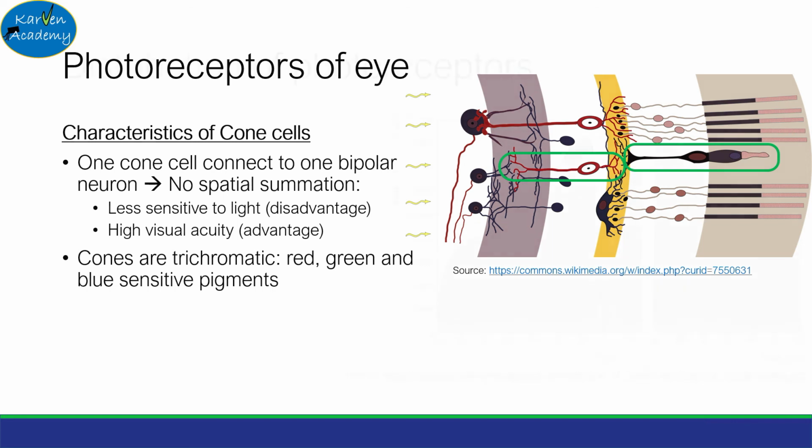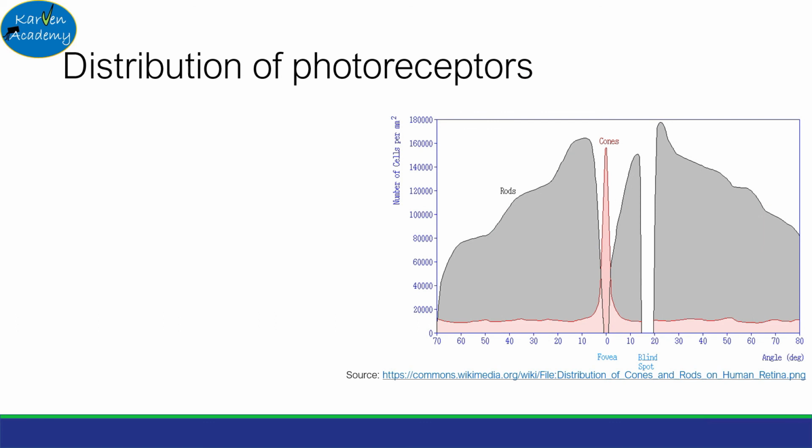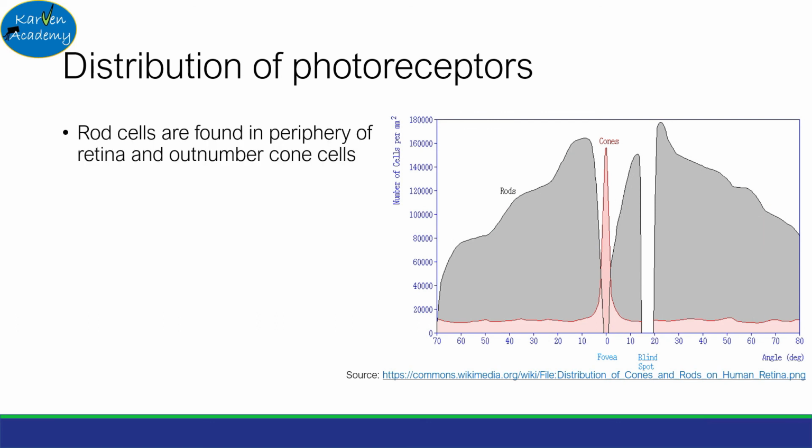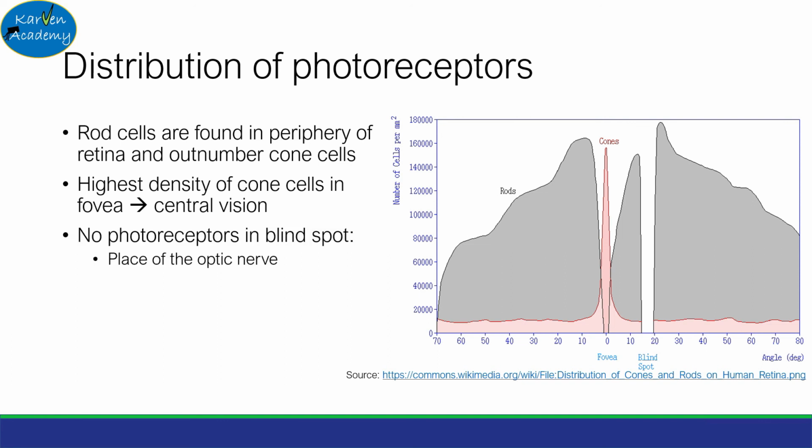Let's finish this tutorial by looking at the distribution of photoreceptors, a very common exam question. Rod cells are found in high quantities in the periphery of the retina and overall outnumber cone cells. Cone cells are found in high densities in the fovea, which is found slightly lateral to the blind spot. In the blind spot, no photoreceptors are found because this is where the optic nerve exits the eye.